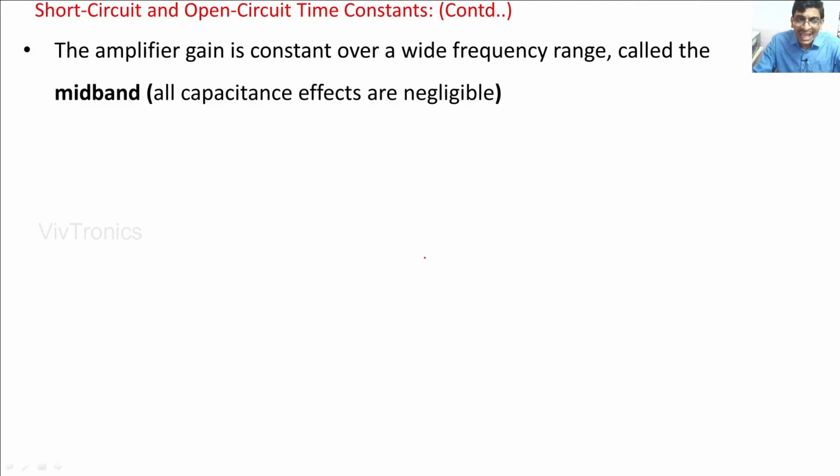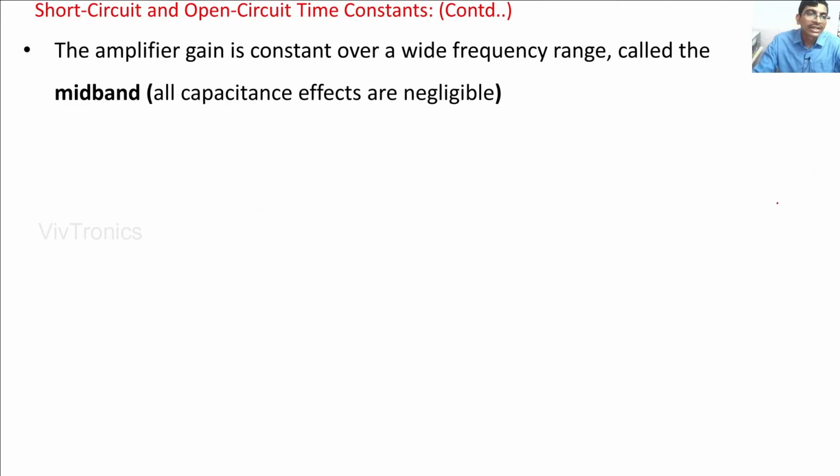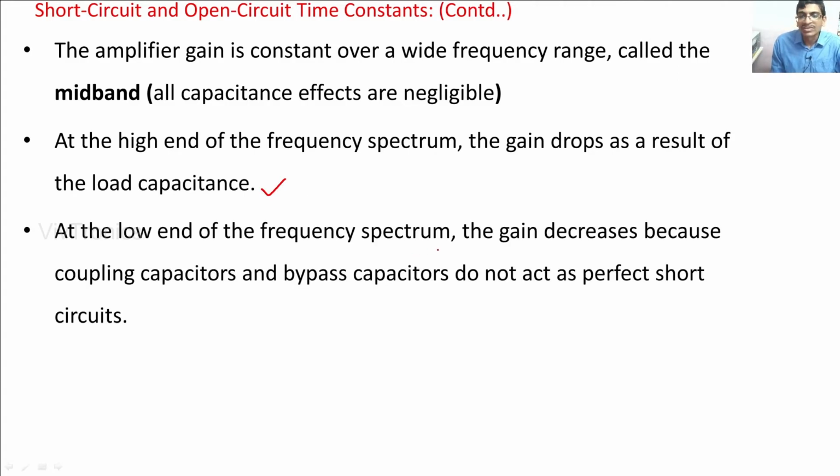Therefore, the amplifier gain is constant over a wide range, which is called the medium frequency range. If you observe, the amplifier gain is constant over this medium frequency range. In this range, the effects of all capacitors, like the coupling capacitor and the load capacitor, are negligible. At the high end of the frequency spectrum, the gain drops as a result of the load capacitance. At the lower end of the frequency spectrum, the gain decreases because the coupling capacitor and bypass capacitor do not act as a perfect short circuit for low frequencies.